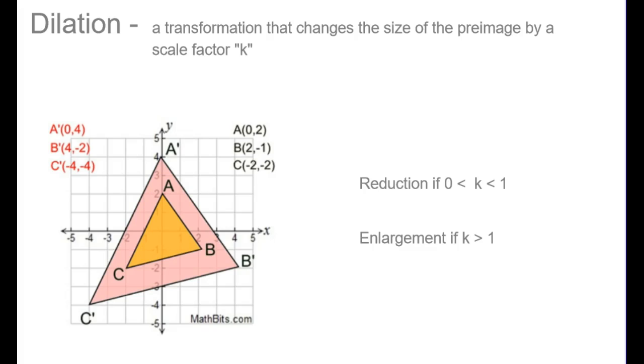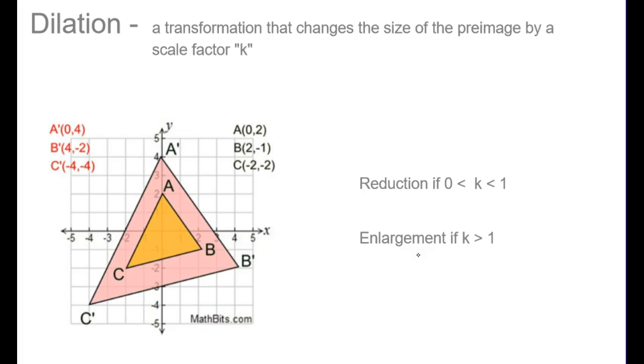When we're talking about the scale factor, that's going to be the number that we multiply the ordered pairs of the preimage by to get the image. If the k value is between 0 and 1, that's going to be a reduction, meaning the preimage is going to get smaller. If the scale factor is greater than 1, then that's going to be an enlargement, meaning the image is going to be larger than the preimage.